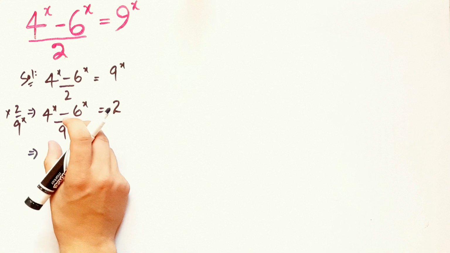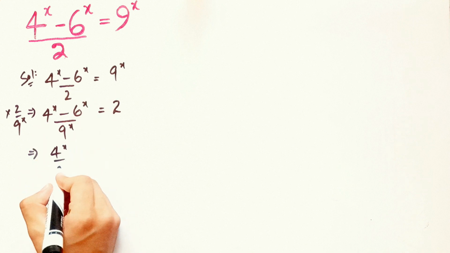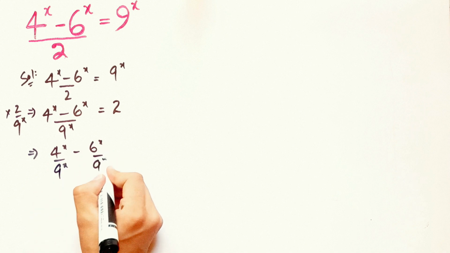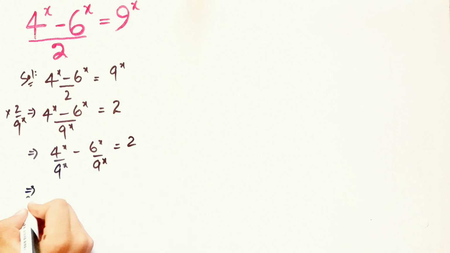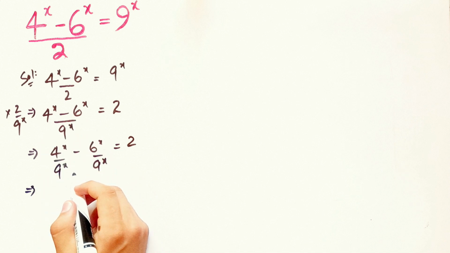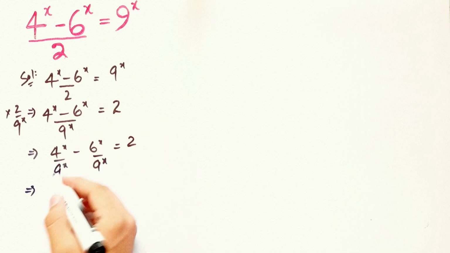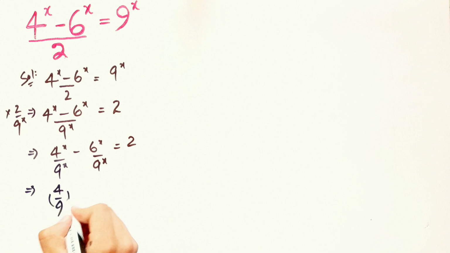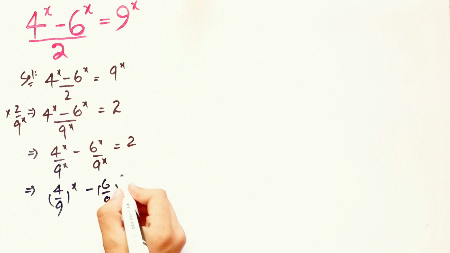Or I can give this denominator to both of these, so this becomes 4^x over 9^x minus 6^x over 9^x equals 2. Now the power is the same in numerator and denominator, so we can raise both of these to the same common power, and this becomes (4/9)^x − (6/9)^x = 2.